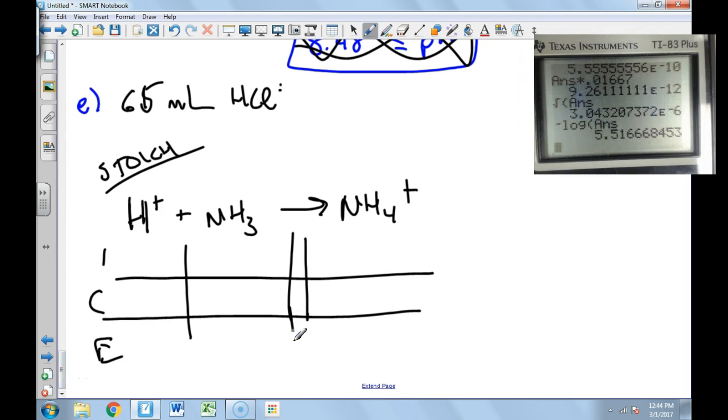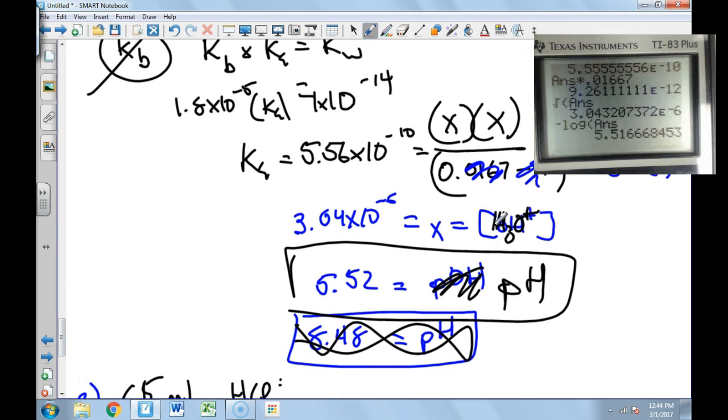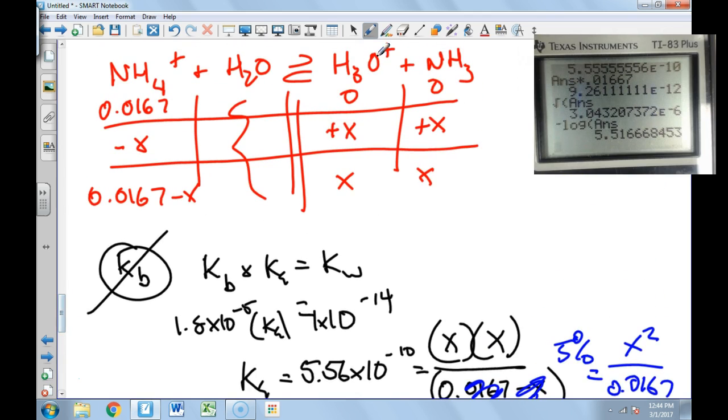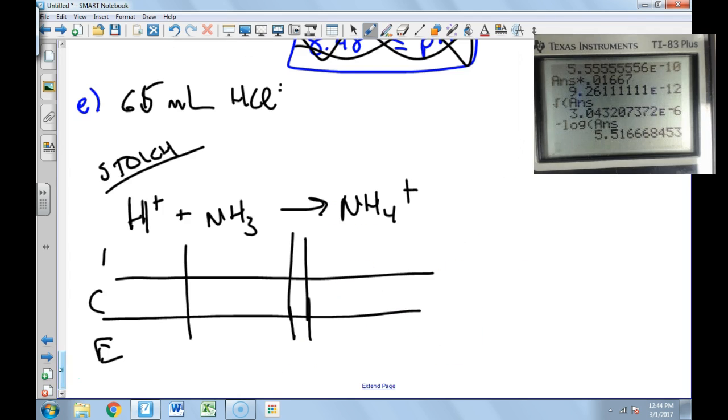Okay, now for the last one. Okay, this is H3O. See, we flipped it. When we flipped it, we had H3O plus already in there, and we were doing A, so this is actually the concentration of hydronium ion, and then that's going to be 5.52. Now, moles. Let's go to E now.